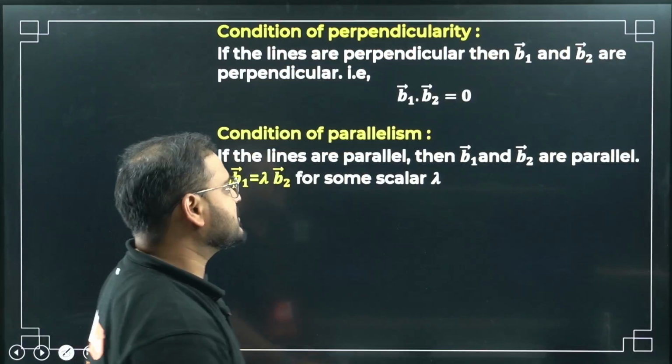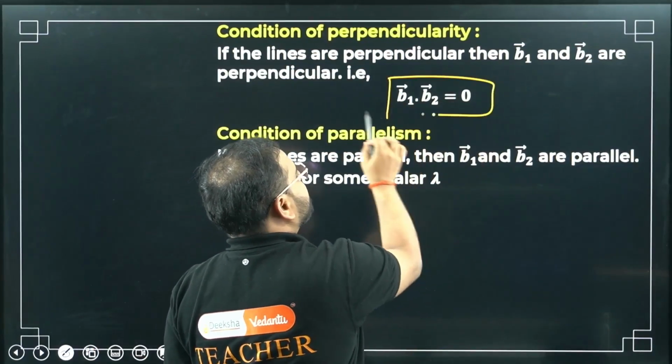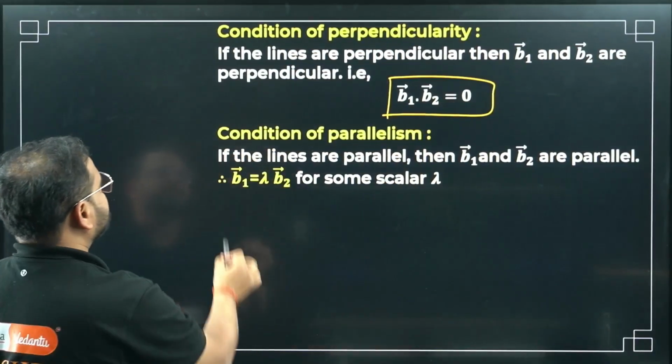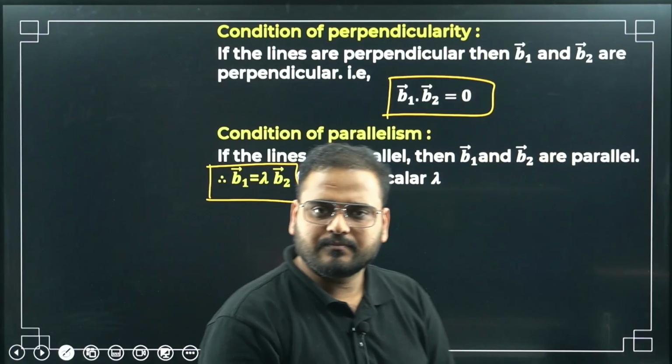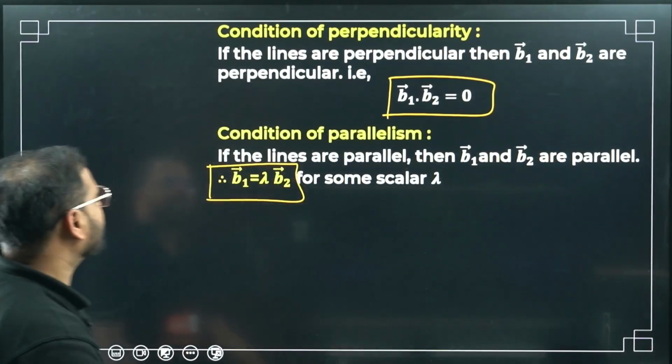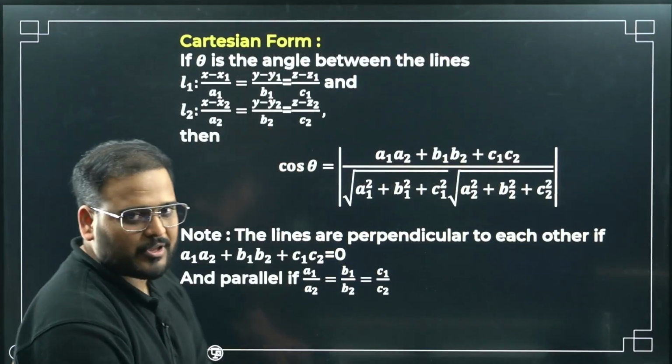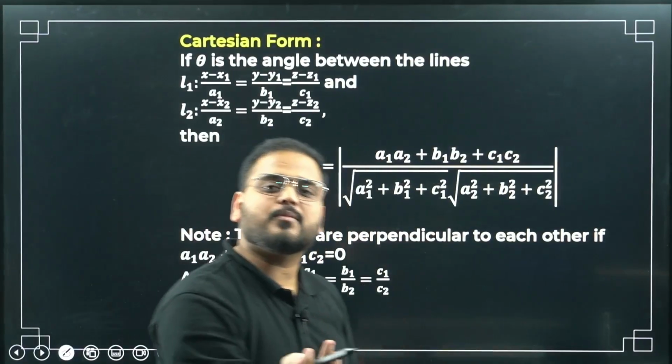Condition of perpendicularity, same thing, right? Dot product means 0. And what about parallelism? This condition: if b1 is lambda times b2, we have learned this in vectors. I will not give more time on this. I know that you know. Correct? Dot product with 0 means cos theta.